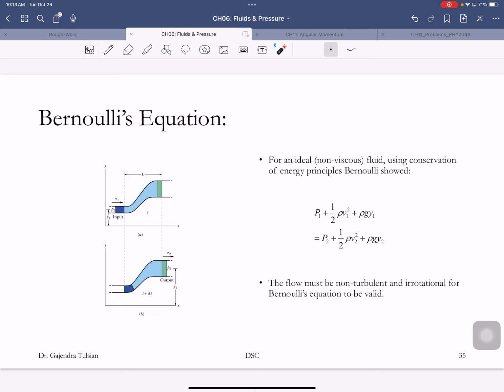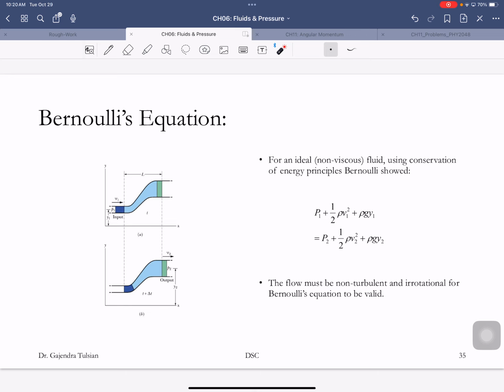Okay. This is the pressure. This is kinetic energy per unit volume. That is potential energy per unit volume. You want to pay attention to this. This is important. The sum of those three terms at any location in the fluid is equal to the sum of those three terms at any other location.